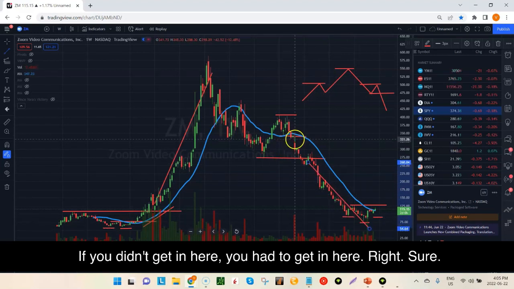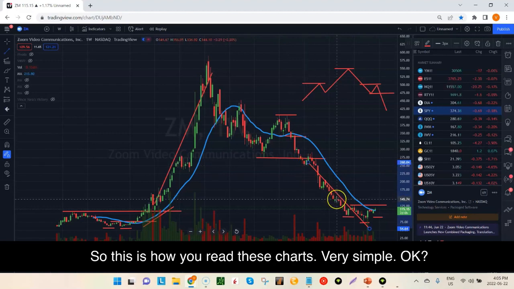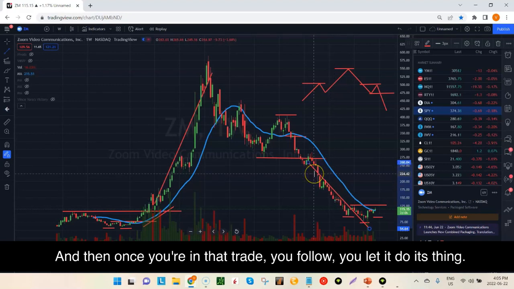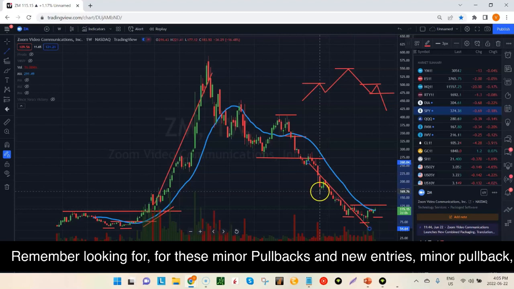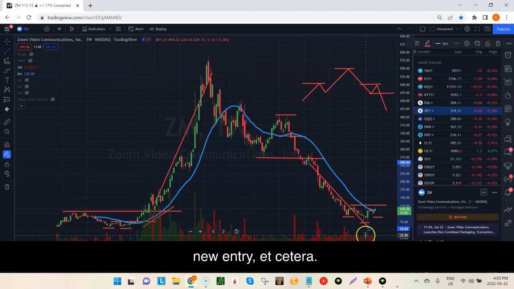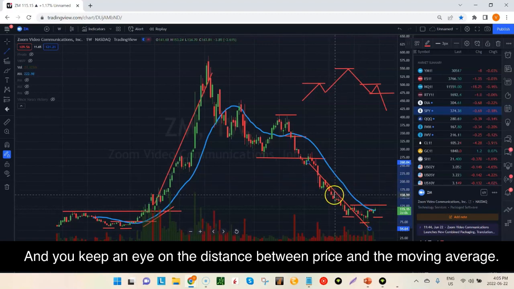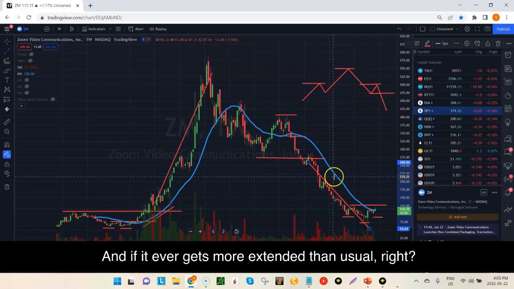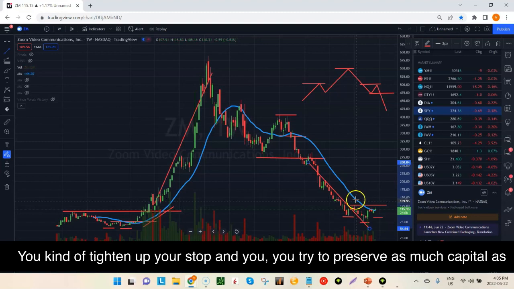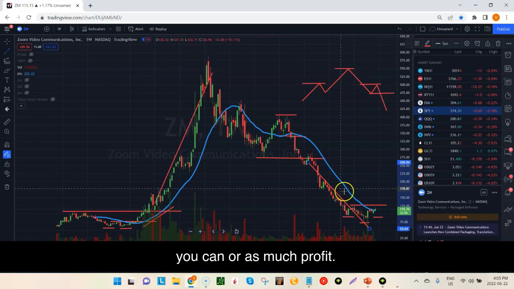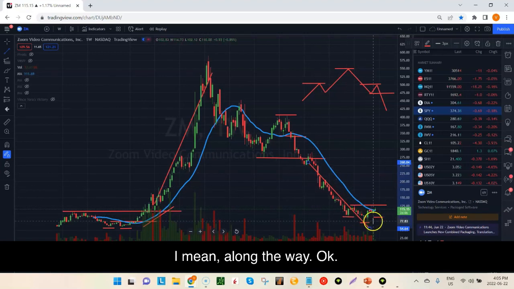If you didn't get in here, you had to get in here, right? Short. So this is how you read these charts. Very simple. Okay. And then once you're in that trade, you let it do its thing. Remember, looking for these minor pullbacks and new entries, minor pullback, new entry, etc. And you keep an eye on the distance between price and the moving average. And if it ever gets more extended than usual, you tighten up your stop and try to preserve as much capital, or as much profit, as you can along the way.